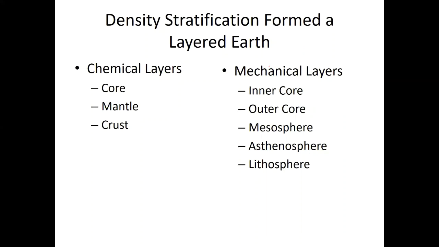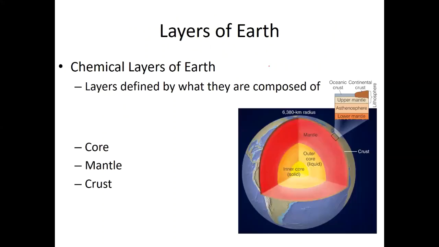So now we're going to look at the different layers of the Earth. Geologists look at these layers through two different lenses. Look at the chemical layers, which is the layers defined by what they're composed of, what they're made up of. Then we look at the mechanical layers. Now, these are layers defined by their physical properties, how they physically behave. Right? And so we're going to start with the chemical layers. I'm sure most of you have heard of these chemical layers before. They are the core, the mantle, and the crust.